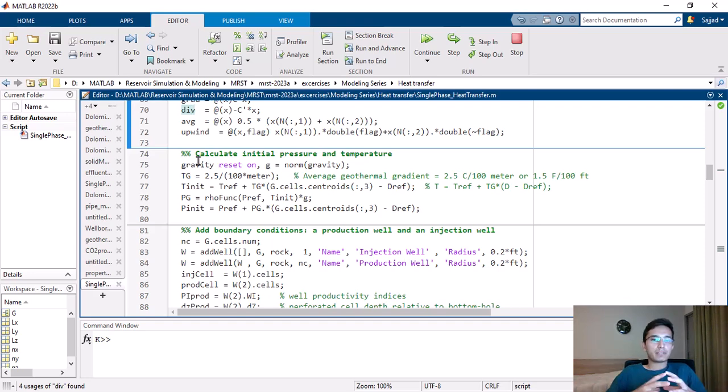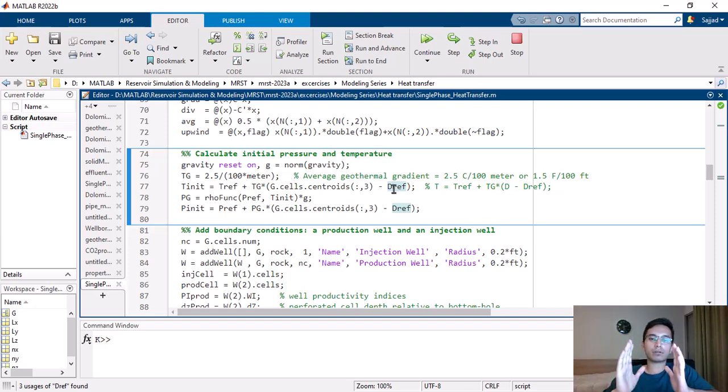Now it's time to specify and calculate the initial pressure and temperature in our porous medium. I'm not going to go through all of that. I think it's already clear. So this is the initial temperature in the porous medium, and this is the initial pressure in the porous medium.